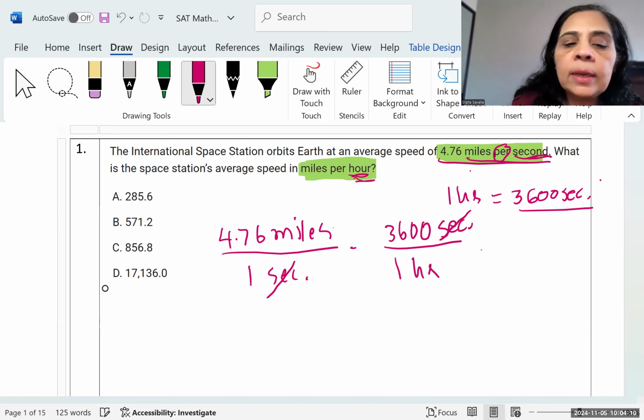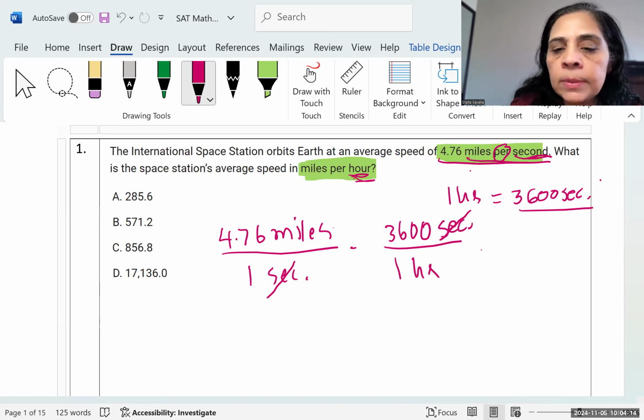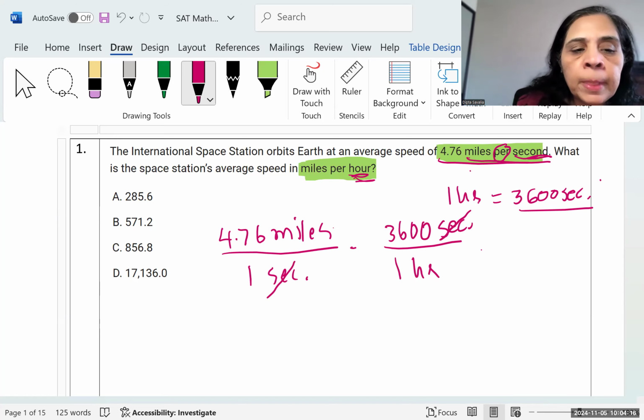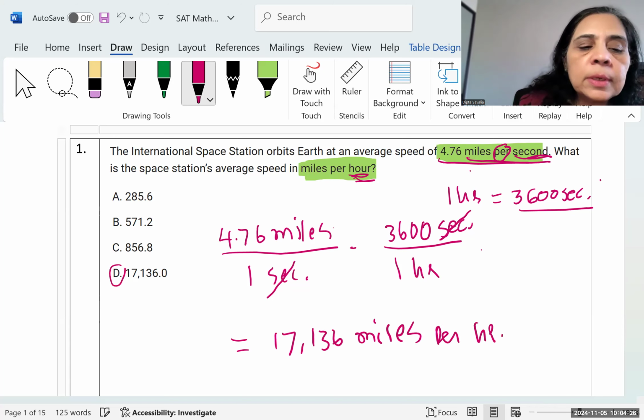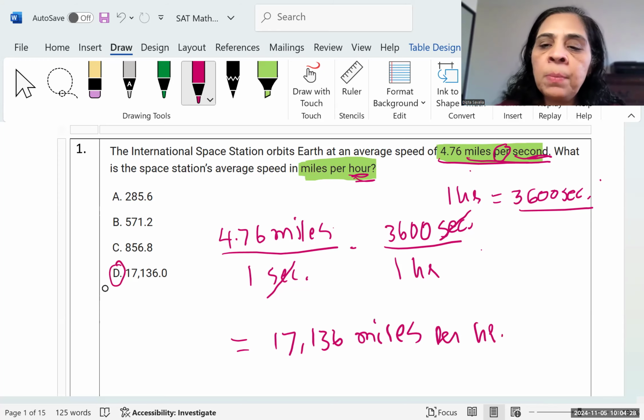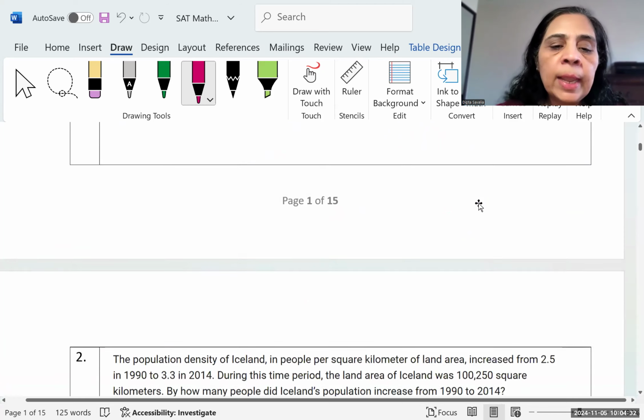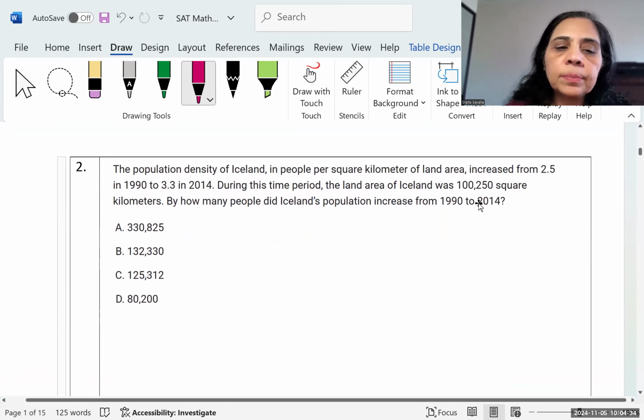So second cancel. Now we can multiply 4.76 times 3,600 and it will give you 17,136 miles per hour. So that's your answer choice D. All right, so remember, you can just compare what is given, what is question. Let's see second question here.